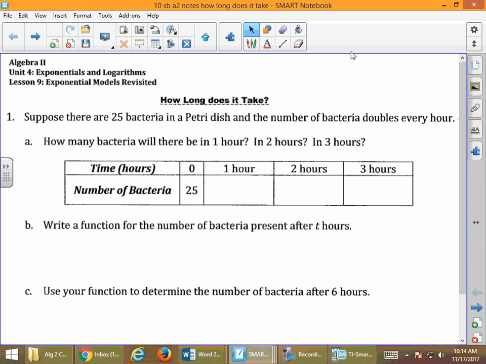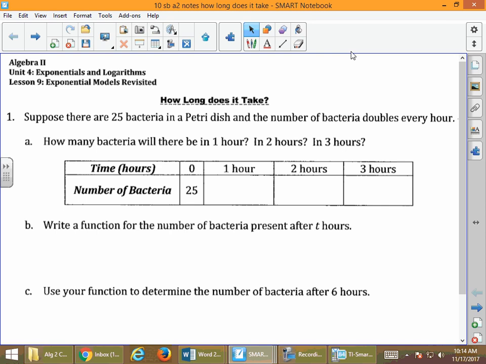Our first example. Suppose there are 25 bacteria in a petri dish, and the number of bacteria doubles every hour. Our first question is how many bacteria will there be in 1 hour? How many bacteria will there be in 2 hours? How many bacteria will there be in 3 hours? And we did a similar problem with the swimming pool bacteria problem.